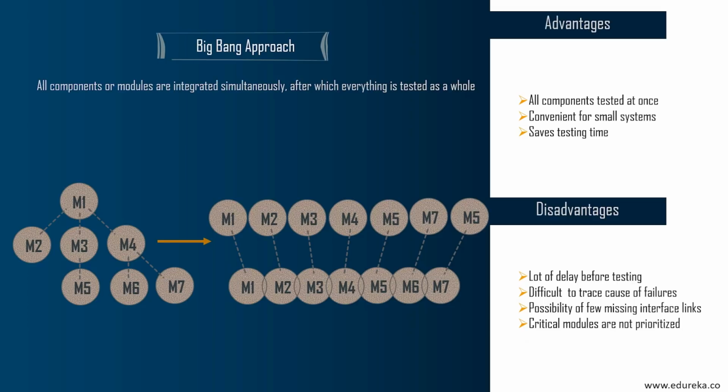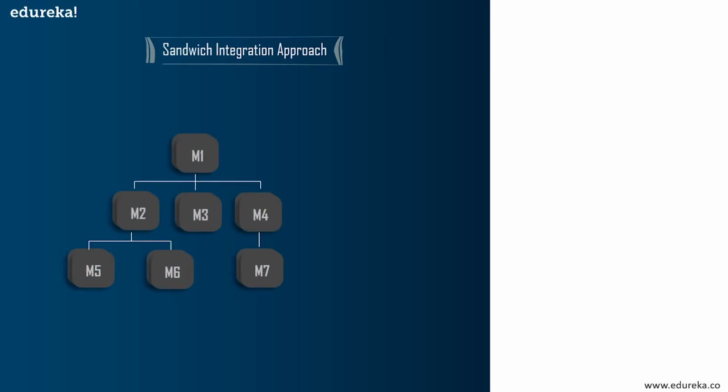So to overcome the limitations and exploit the advantages of each of these top-down, bottom-up, and Big Bang approaches, we have something called the sandwich integration approach, also known as the hybrid testing approach. Well, as the name suggests, it is a mixture of two approaches: the top-down approach as well as the bottom-up approach. In this approach, the system is viewed as three layers consisting of the main target layer in the middle, another layer above the target layer, and the last layer below the target layer. So three layers. As you can see, M2, M3, M4 are the middle layer, the target layer. M5, M6, M7 are the layer below that, and M1 is the layer above the target layer.